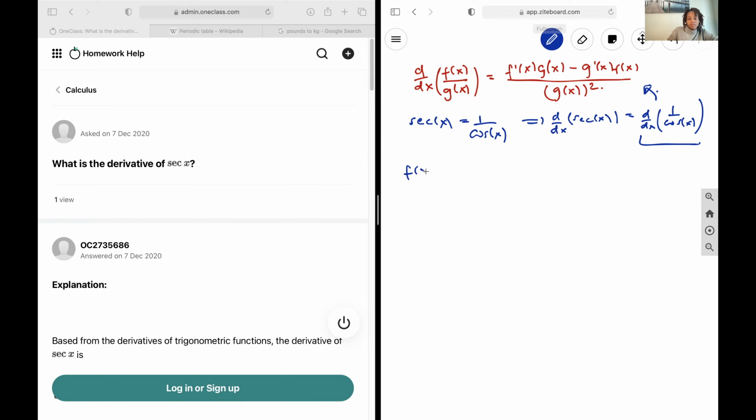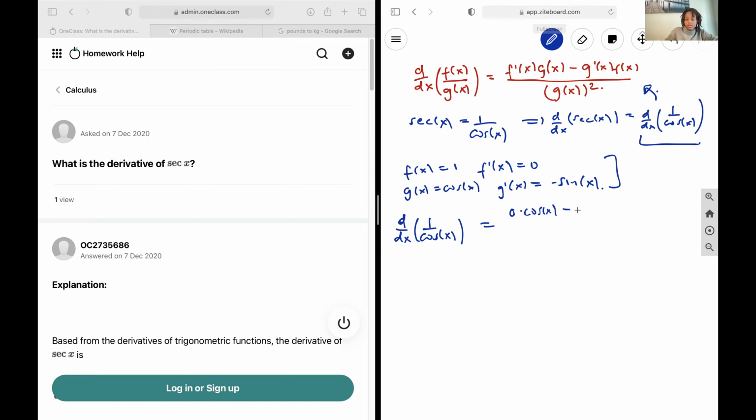If we set f of x equal to 1, that means the derivative is equal to 0. And g of x is equal to cos x, which means the derivative is equal to negative sine x. We're just going to put that all into our formula, so the derivative of 1 over cos x is going to be equal to 0 times cos x minus 1 times negative sine x, all over cos squared x.